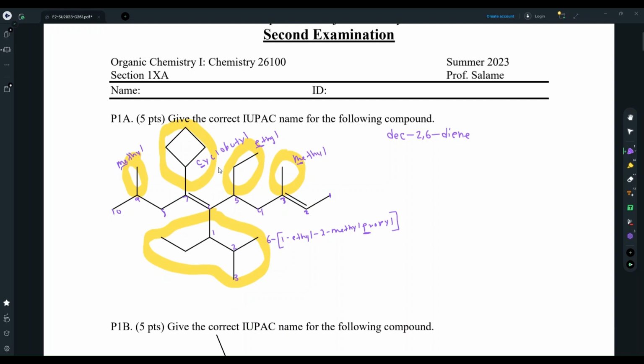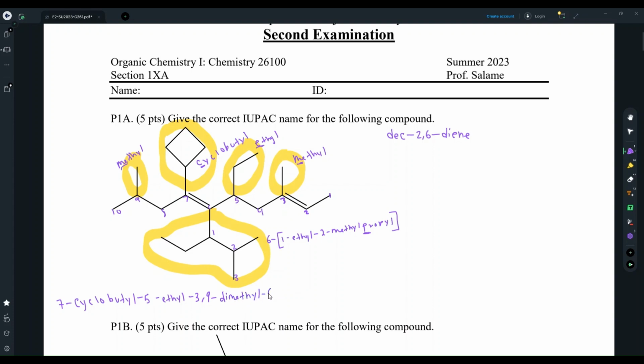So let's start with the cyclobutyl because it starts with a C. So that one's on carbon 7, cyclobutyl. And we're doing a dash to separate numbers from letters. There. And then our next one is going to be our ethyl. So 5 dash ethyl. Our next one will be methyl because M comes before P. So we're going to do 3, comma 9. And because there's 2, we're going to do dash dimethyl.